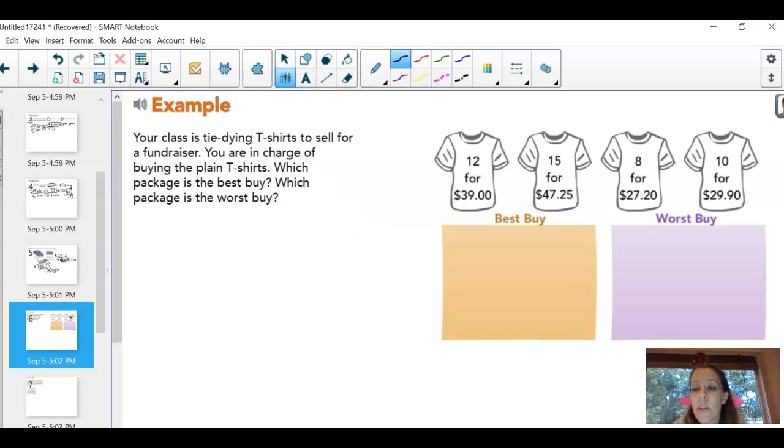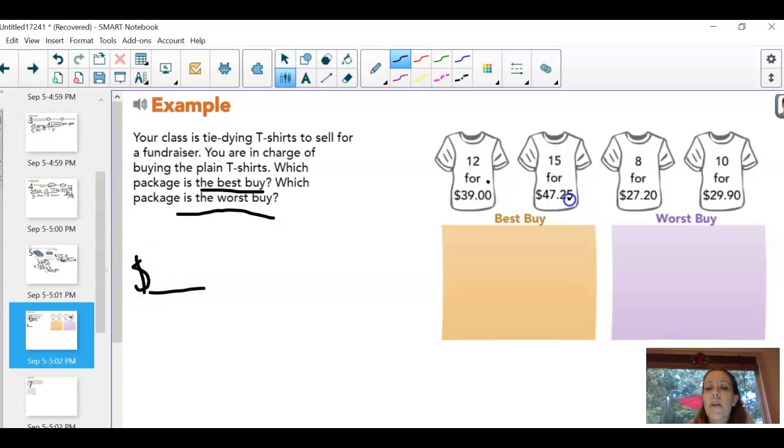Your first sample within Digits, within Realize. It says your class is tie-dyeing t-shirts to sell for a fundraiser. You're in charge of buying the plain t-shirts. Which package is the best buy and which package is the worst buy? So for this one, I'm going to have to define the rate per t-shirt. So remember, when you're doing a unit price, the t-shirt or the unit that you're looking for always goes on the bottom and your price always goes on the top.